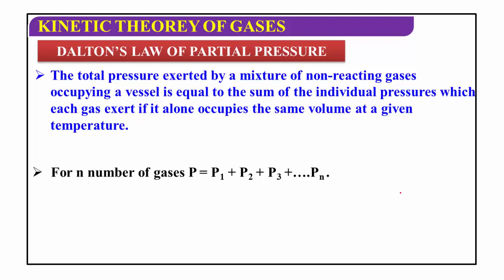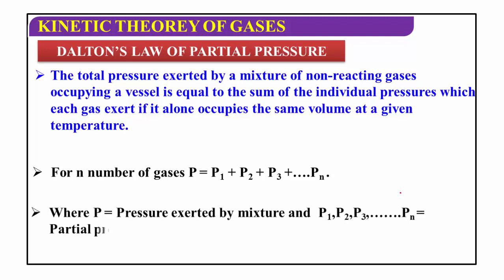This is called Dalton's law. The total pressure is exerted by the mixture of non-reacting gases. This is not individual pressure. The sum of the individual pressures which each gas exerts is called Dalton's pressure or partial pressure. Mathematically it is expressed as P equals P1 plus P2 plus P3 and so on up to Pn.